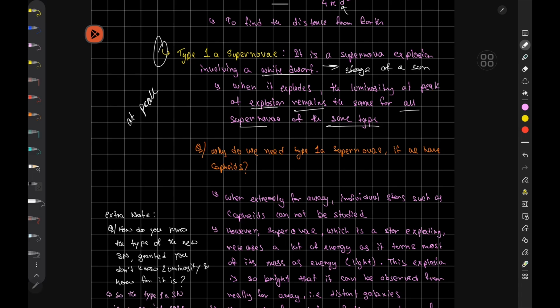So a supernova basically goes through a process of mass collapse. The mass collapses, the star collapses. That is, it goes through, what is that term? I forgot. Implosion. So it goes through implosion, right? Collapses and then it explodes.